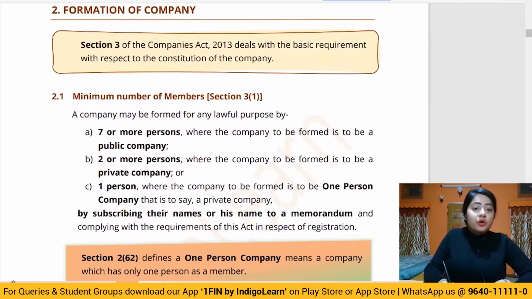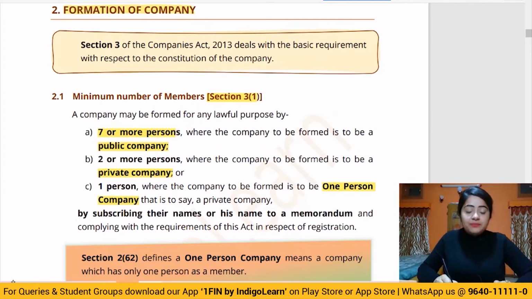Let's move on and talk about the formation of the company. So we are going to first do section number 3. Section number 3 talks about 3 types of companies. Companies can be either public company, private company, or a one-person company. Okay, now what is the minimum number of members that should be there in these companies? When we talk about a public company, then a minimum number of 7 members should be present in that company.